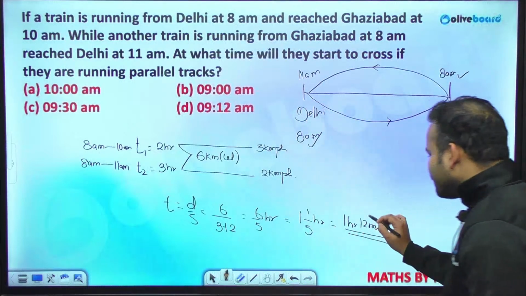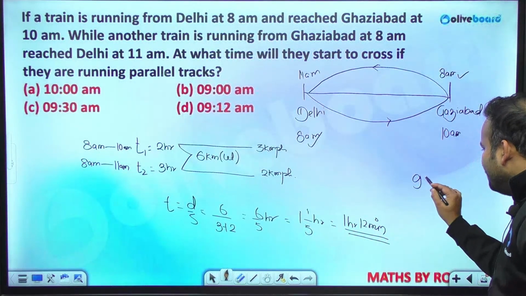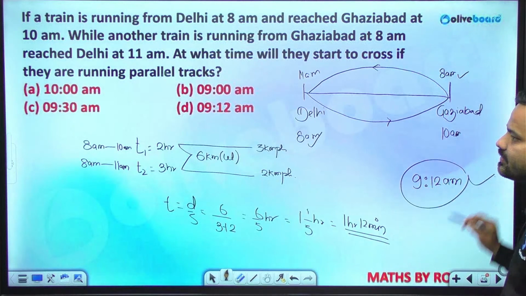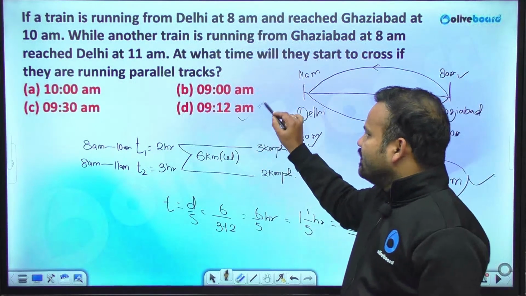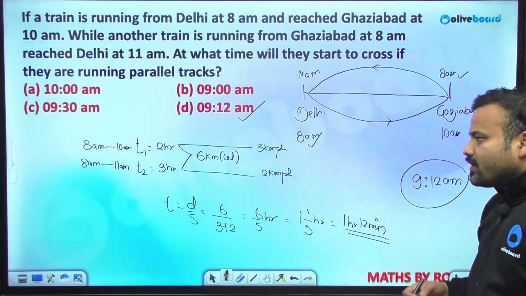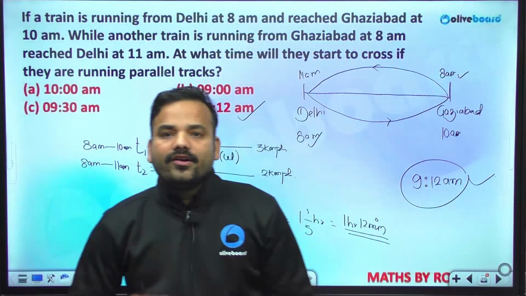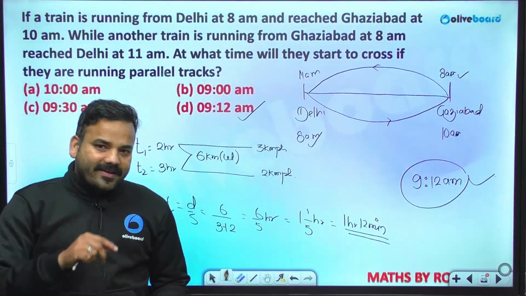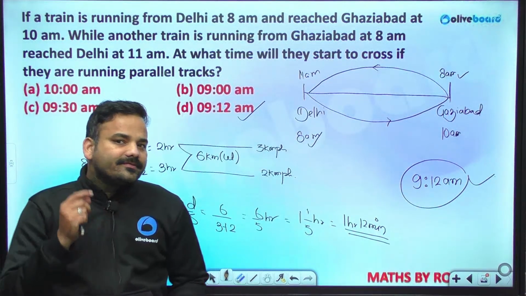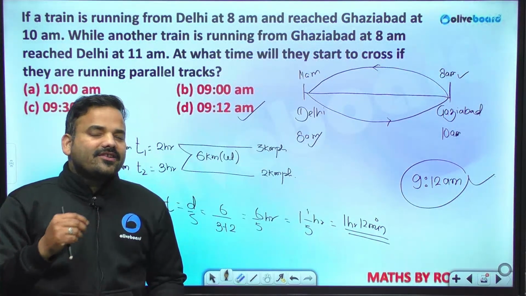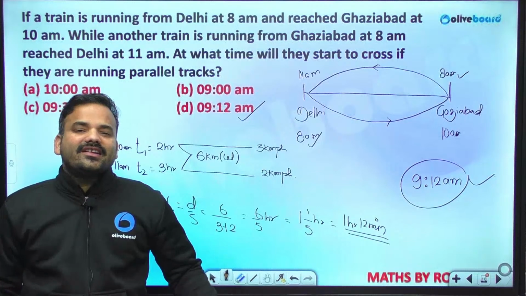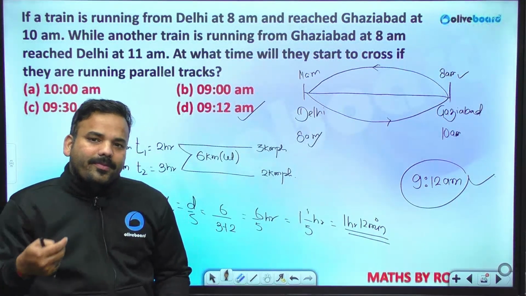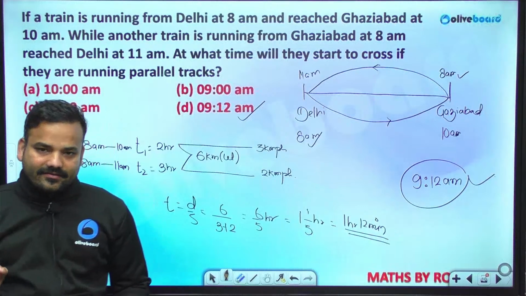So just after 1 hour 12 minutes, that means at 9:12 a.m., they will be crossing each other. You can do it orally. 2 hours and 3 hours, the distance is 6 kilometers. 6 by 2 and 6 by 3, the respective speeds are 2 and 3. So the entire journey is 6 kilometers, and the relative speed is 2 kilometers plus 3 kilometers per hour, that is 5. So 6 by 5 is the answer.